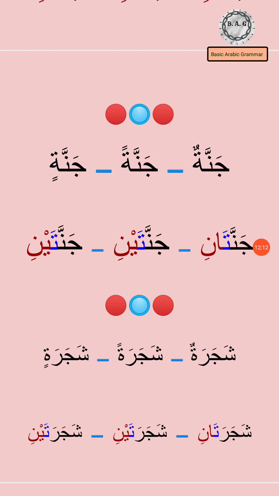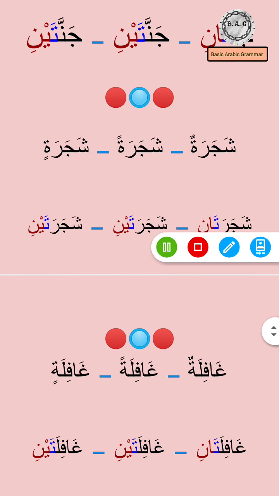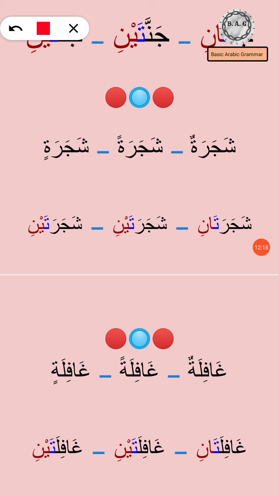All right. Next example. Shajaratun, a tree. Okay, this is a tree.